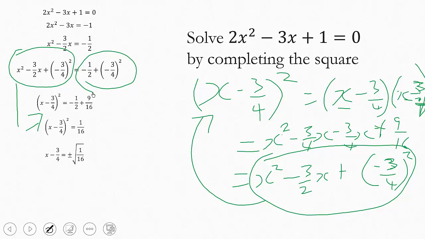So we can take the positive and negative square root of 1 over 16, and that will give us 1 over 4. So we send the 3 over 4 to the other side, which is 3 over 4 plus or minus 1 over 4. When we pick the signs one by one, we get x equal 3 over 4 plus 1 over 4, or x equal 3 over 4 minus 1 over 4. And that will give us x equal 1, or x equal 1 over 2.